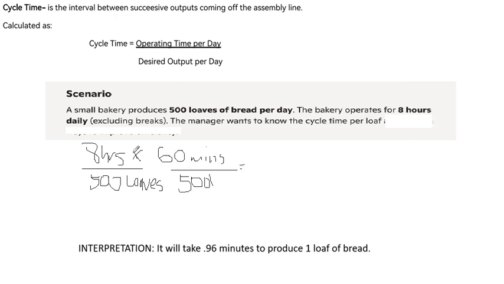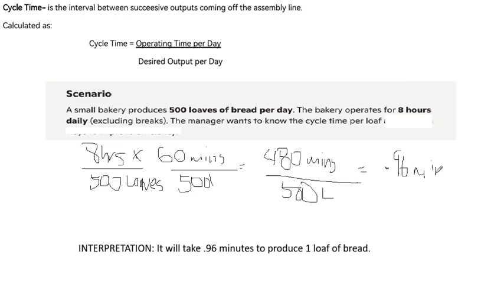Okay, so that's 8 times 60. That will be 480 minutes divided by 500 loaves. I'll just put L here. So 480 divided by 500, so that will be 0.96 minutes.